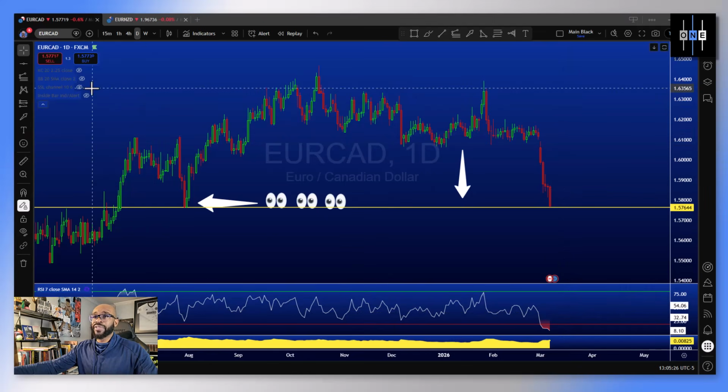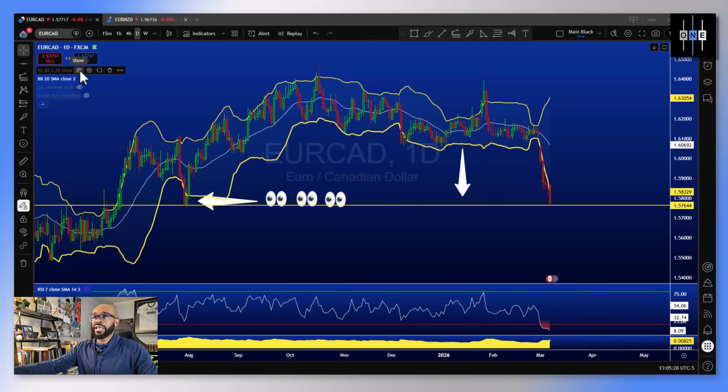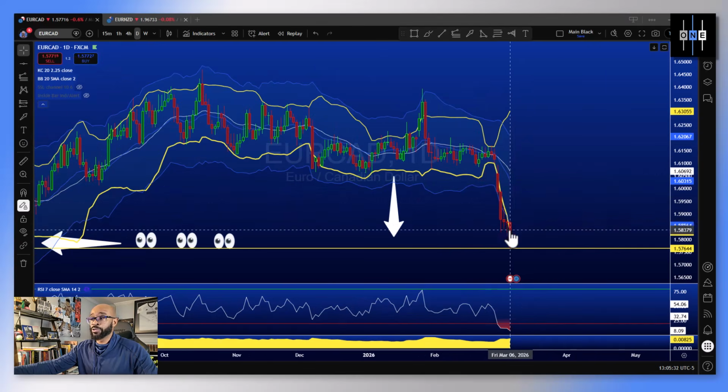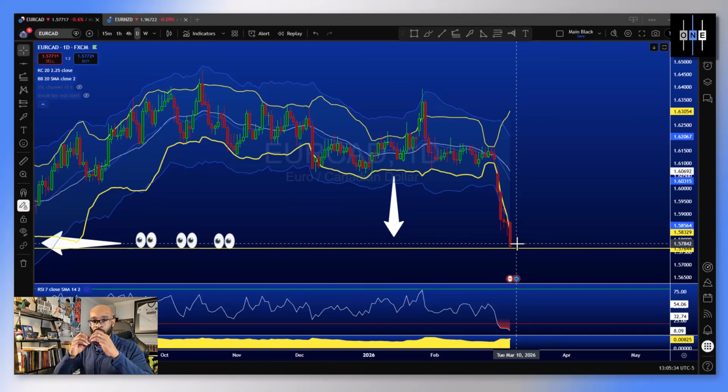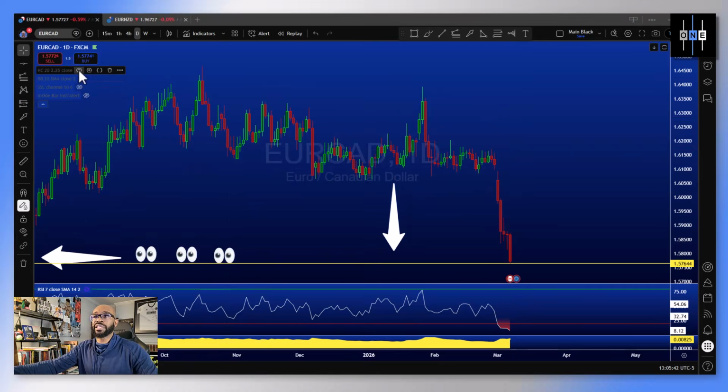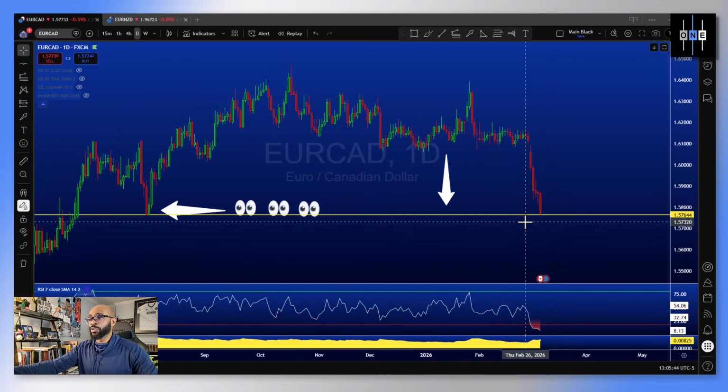If you want to add any volatility bands as well, like a Bollinger Band or a Keltner channel, you can see that we have closed below those for a while now. So this rubber band is pretty much stretched out as well. All in all, saying that I do expect some type of relief at this area. Now, the hard part is going to be how to get involved.